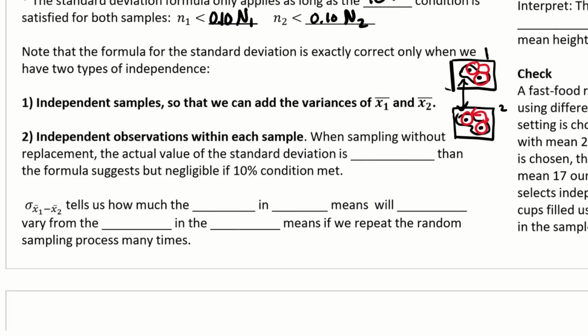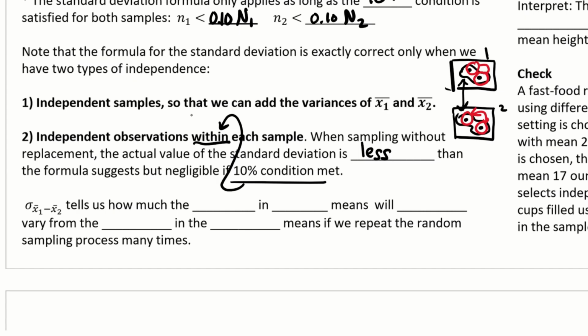I hope that makes sense. Within the sample and between the samples of the populations. And so when you're sampling without replacement, this is where the 10% condition applies. So the 10% condition applies to independent observations within the sample. So when sampling without replacement, the actual value of the standard deviation is less than what the formula suggests if this is not met. All right, so we kind of talked about it. That's a little bit of the detail there.